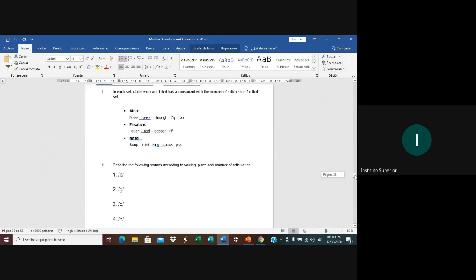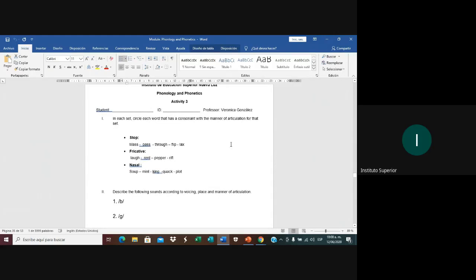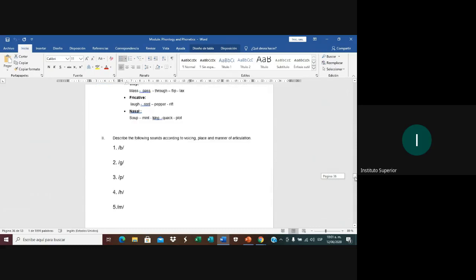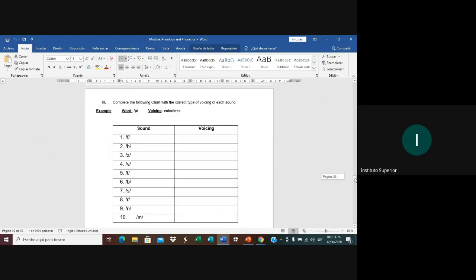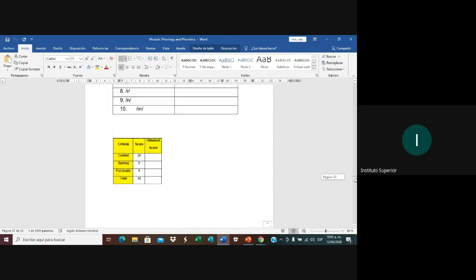Here we have an activity 3. In the first part, you should circle which consonant has the manner of articulation that I require: stop, fricative, or nasal. You should circle which of these words have this manner. In the second one, you should describe this consonant. You should put the voicing, the place, and the manner of articulation for each of these sounds, okay? And here, you should complete this chart, writing if the sound is voiced or voiceless. This part is very easy. Here you have the criteria.